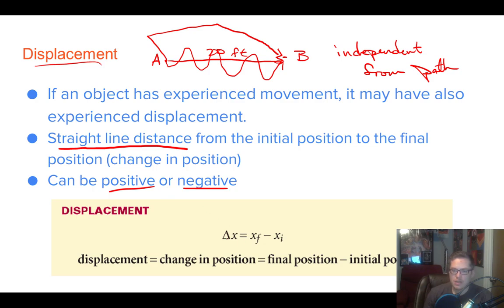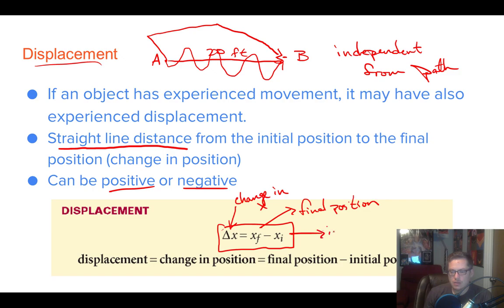But first, write down this formula. Displacement is delta x. Delta means change in x. It is equal to x final, which is the final position, minus x initial, which is the initial position, right?